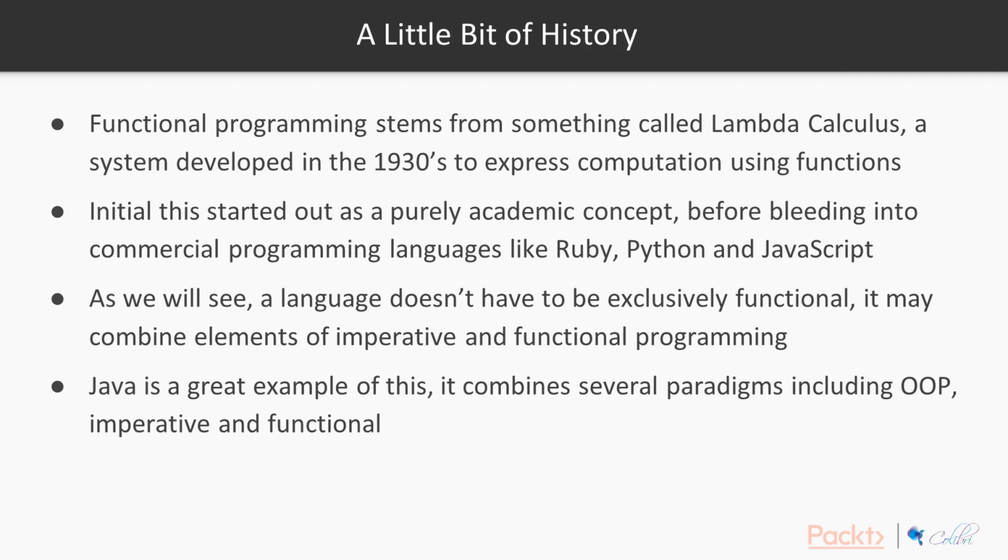As we'll see, a language doesn't have to be exclusively functional. It can actually combine elements of imperative and functional programming. And Java is a great example of this. It actually combines a number of paradigms.